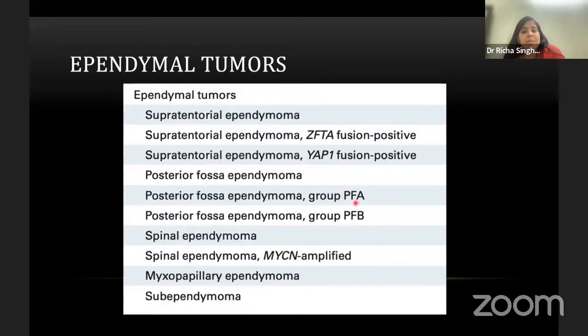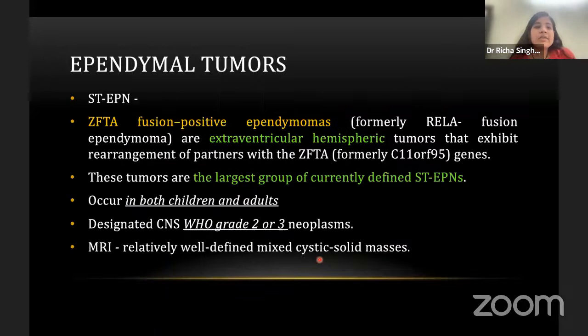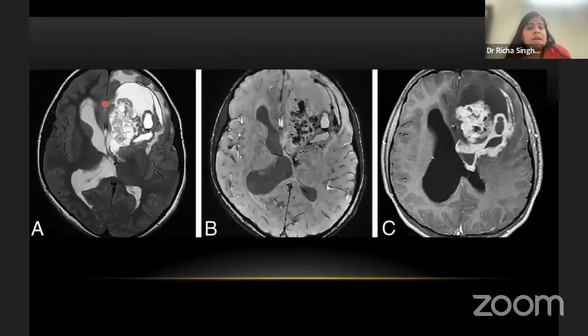The group PFA, PFB, the imaging is similar. The only difference is in the side, that the PFA tumors are more lateralized to the cerebellar hemispheres, and the spinal ependymoma, MYCN, is slightly different as compared to the conventional ependymomas that we used to see earlier. So let's see them one by one. This is a large supratentorial tumor, heterogeneous solid cystic, characteristically ependymoma anywhere in the neuraxis, whether it is supratentorial or posterior fossa or spinal. It is characteristically heterogeneous.